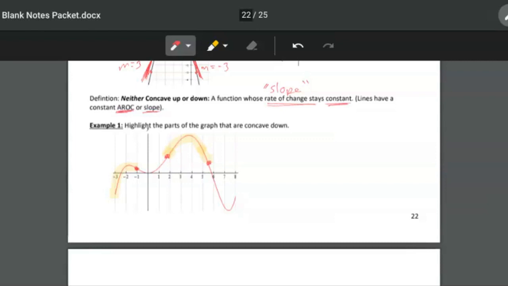Something to point out, the points where it changes are called inflection points. And it's just a good vocab word to know. Sometimes I like to label them IP. An inflection point is just where your graph changes from cupping down to up or vice versa.